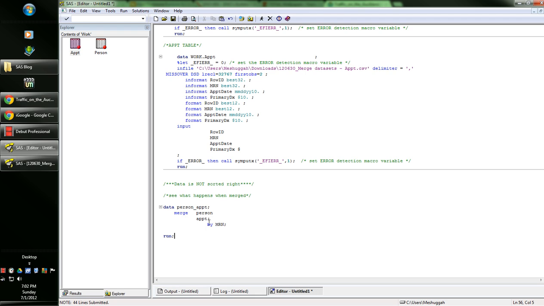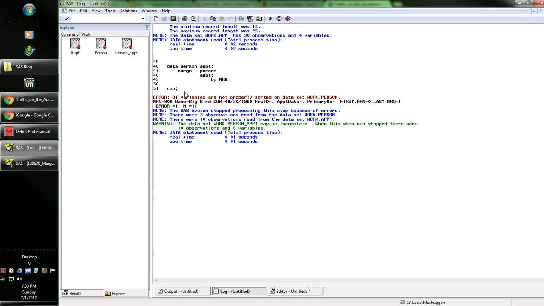So we have merge person appointment, okay, and then semicolon, by MRN. This is whatever you're hooking the two tables together with. These are the two tables you're hooking together, and notice that there's no semicolon between them. Theoretically, you could hook even more. They all just would have to have the by in there, which is MRN. We're going to run this. We're going to look at the log, and we're going to see. By variables are not properly sorted.